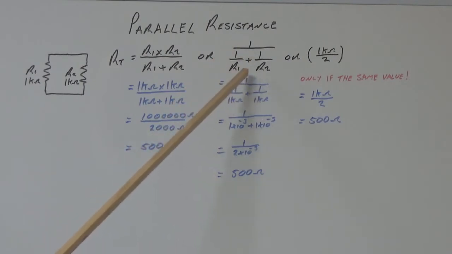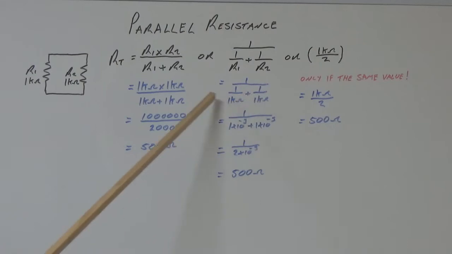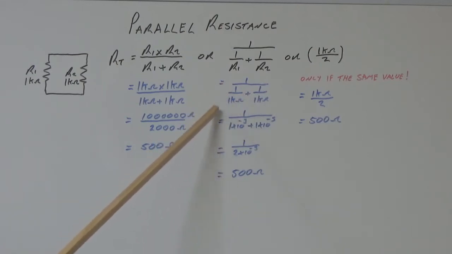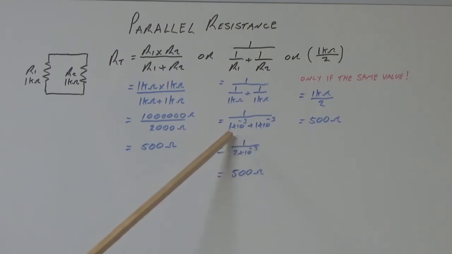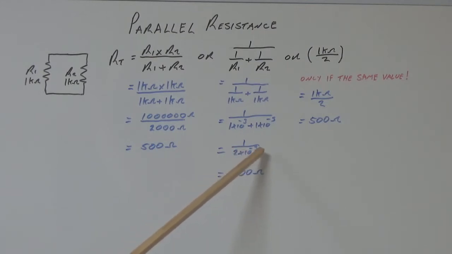The same happens in this situation but done differently. So what we're doing here is 1 over 1k plus 1 over 1k again. If you work that bottom bit out, the denominator, you basically end up with 1 times 10 to the negative 3 plus 1 times 10 to the negative 3. And then you end up adding these two together, you end up with 1 over 2 times 10 to the negative 3, and if you work that out you end up with 500 ohms.